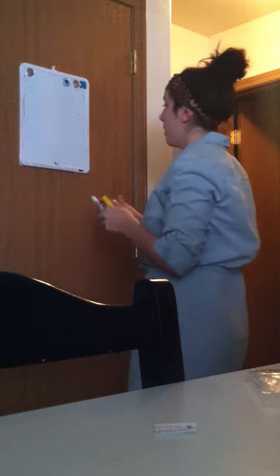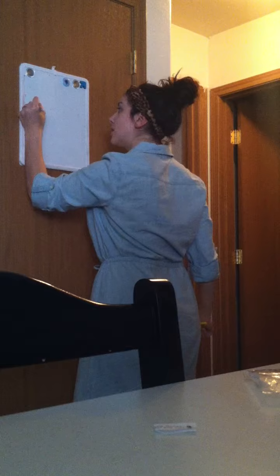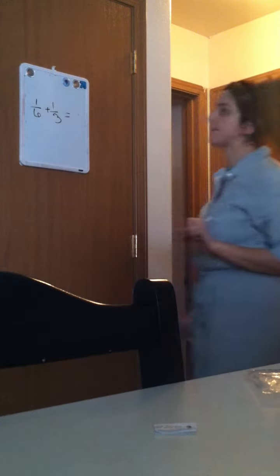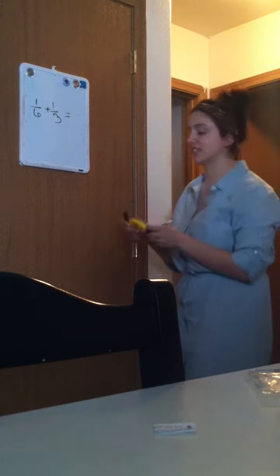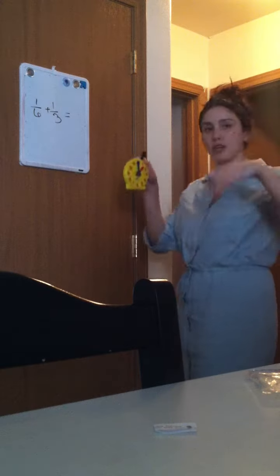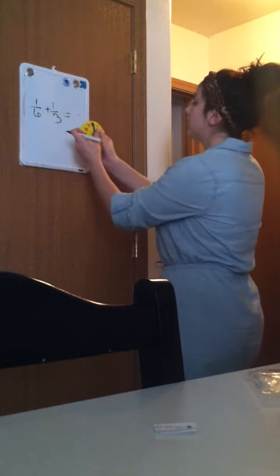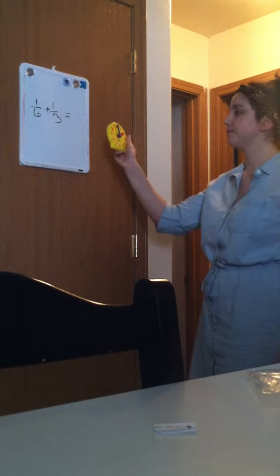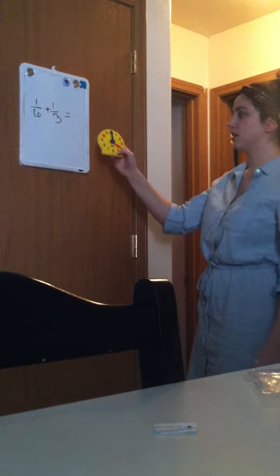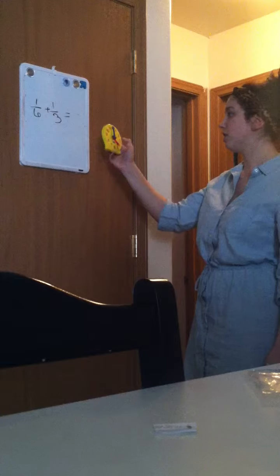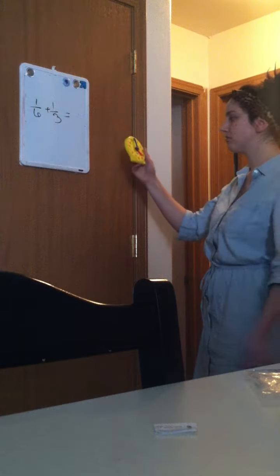Now we're going to do a couple practice problems. First practice problem is 1/6 plus 1/3. So where's 1/6 on our clocks? The 2. I want you to get yours out of your desk too. Okay, so the 2. And then where's 1/3? The 4. But can I just move it from the 2 to the 4 and that's our answer? No, that's only 1/3.